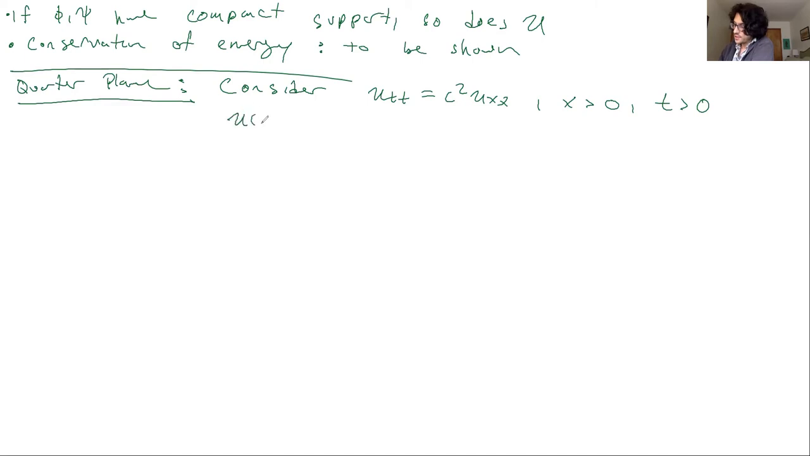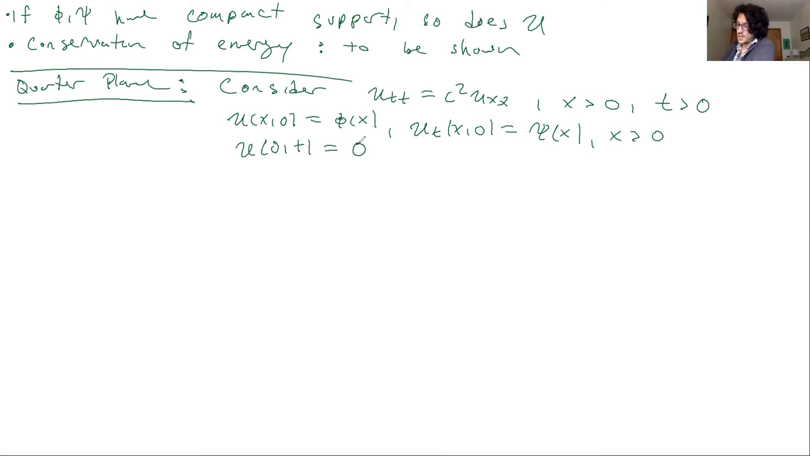And first of all, we have to have some information about what's happening on the boundary. So in addition to our initial conditions that live at t equals 0 and x greater than 0, we're also going to have a boundary condition.